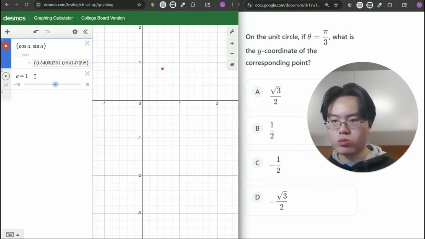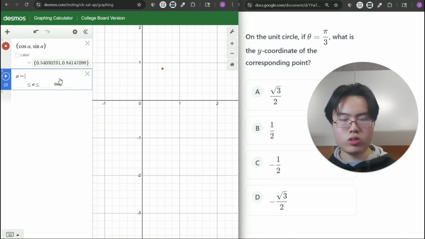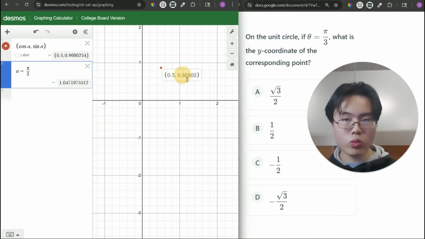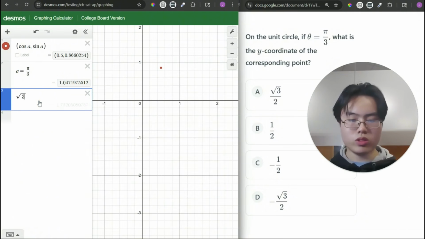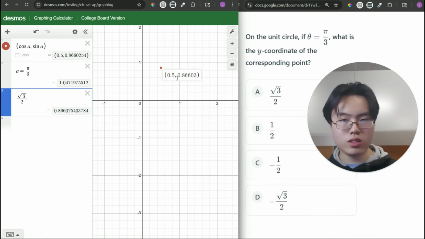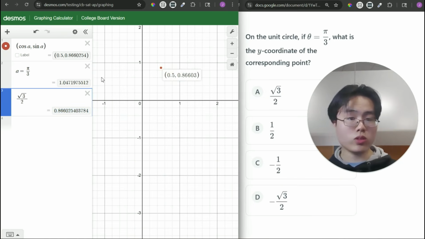Okay, so basically, what was the angle? It was pi over 3, right? So pi over 3. You just press that. There was the point. What's the y value of this? I mean, it's pretty obvious because it's positive. It's definitely not 1/2. If you look at the y value, right? So it has to be A. And you can just type in square root of 3 over 2 just to make sure they equal the same number. Yeah, 0.866, 0.866, yeah. So you could solve it like this too.